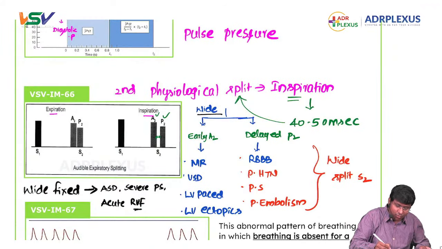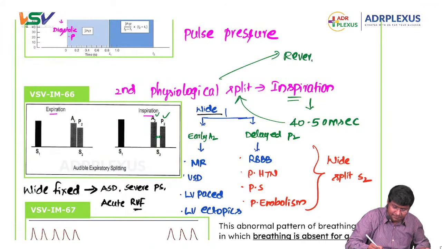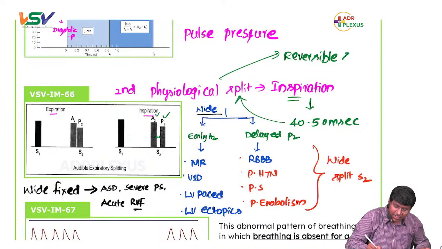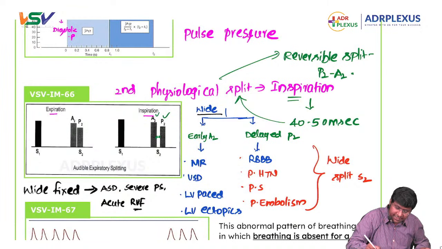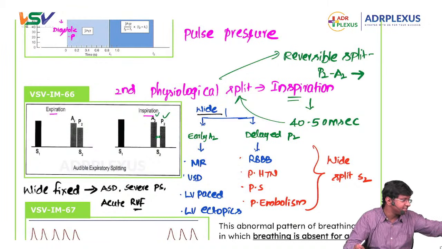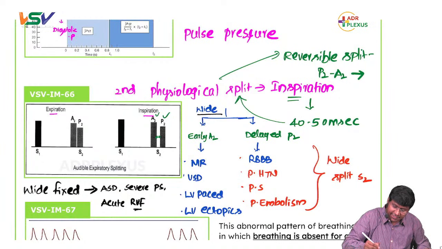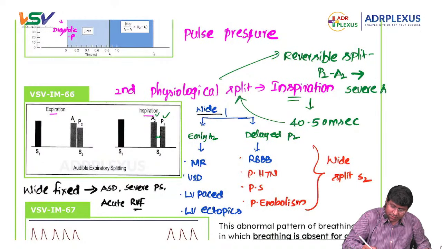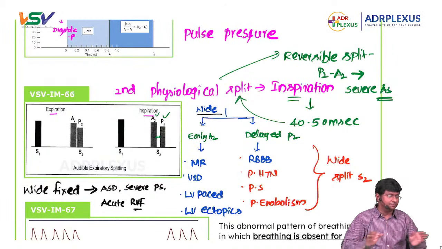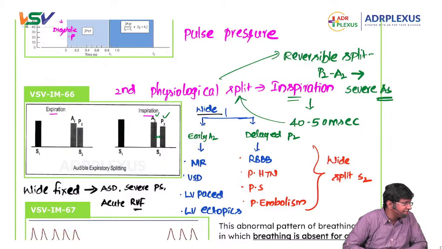Tell me, what are the conditions where you will have reversible split? Reversible split. Okay, that means you will have P2 first followed by A2. Excellent. So in severe AS you will have reversible split. That means you will have P2 first and followed by A2. Okay, done.